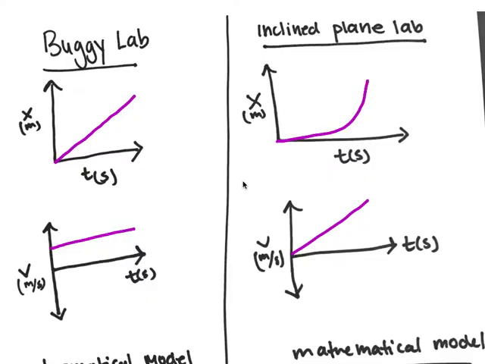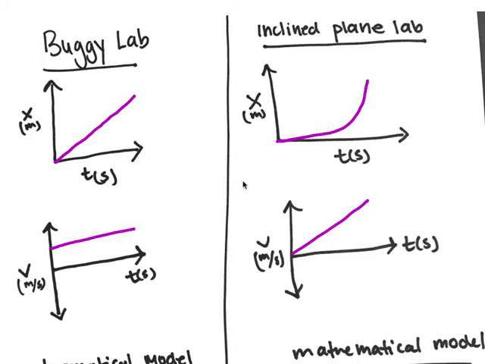The reason why I did this is because I wanted to help you compare the two labs. The first lab was the buggy lab, and we were talking about constant velocity for this unit. The second one was the inclined plane lab, and we're talking about changing velocity or acceleration. I wanted to compare how a position time graph of a constant velocity and a position time graph for a changing velocity look, and how you can tell the difference.